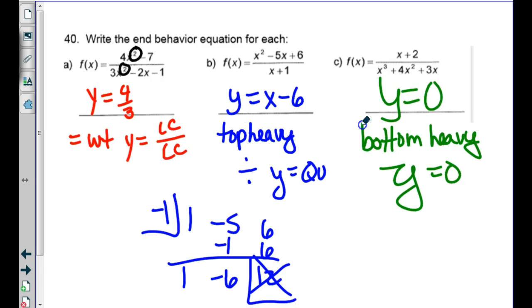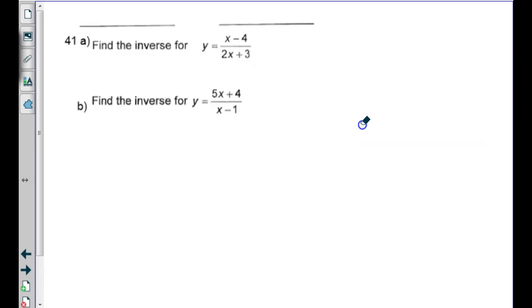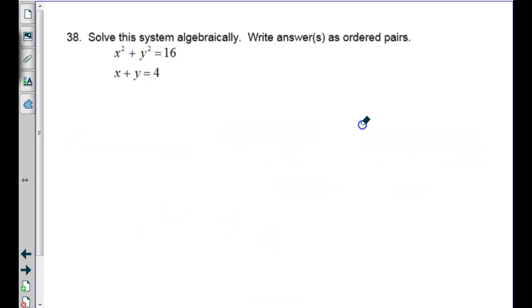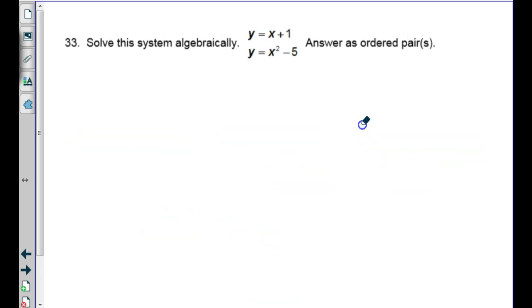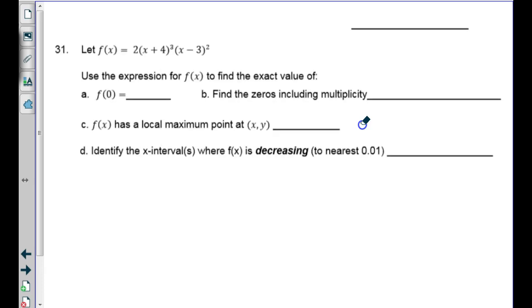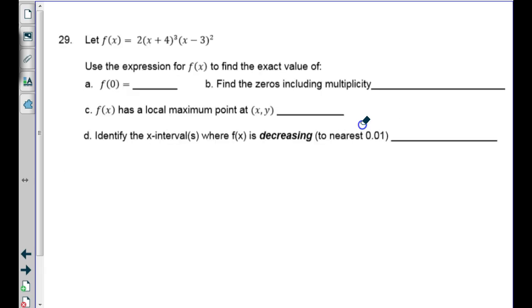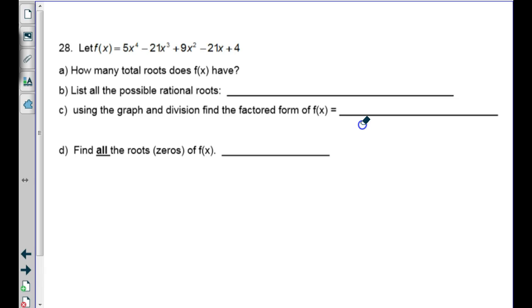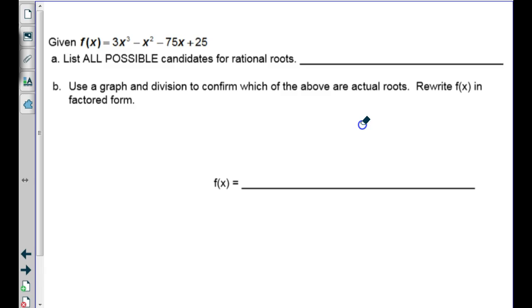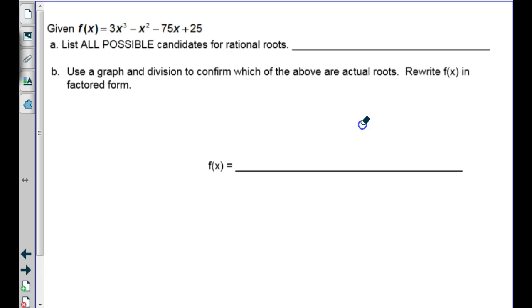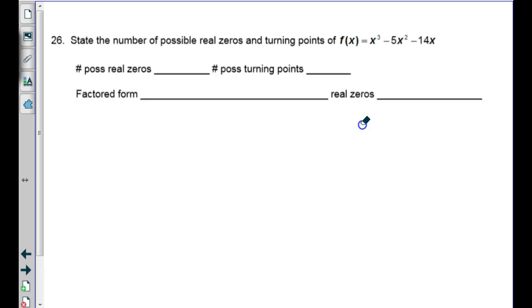All right. Anything else in particular you wanted me to go over? I'll flash back through them here. Systems. Finding the zeros and multiplicity. Increasing and decreasing. Factor, divide and find the zeros. List the possible zeros. Nothing?